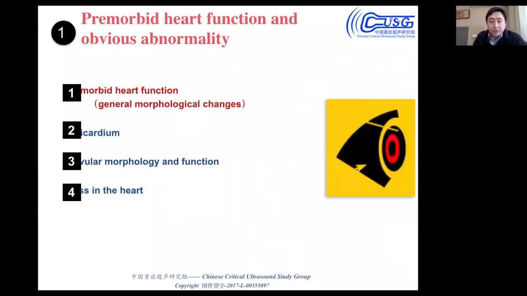Now we'll talk about the first step, to know the heart function and obvious abnormality of the patient.